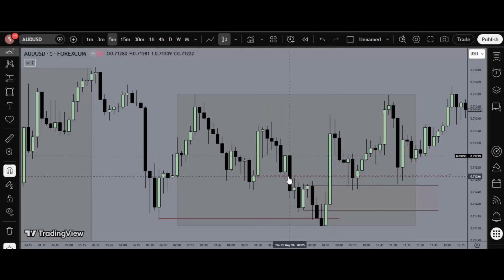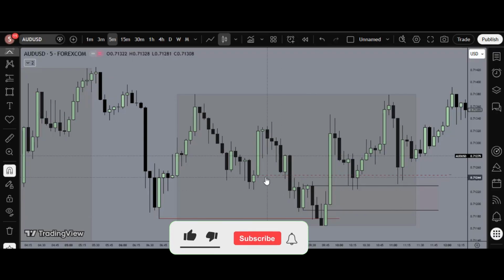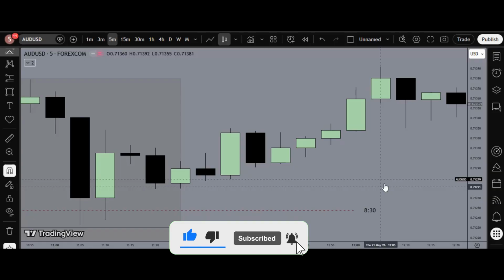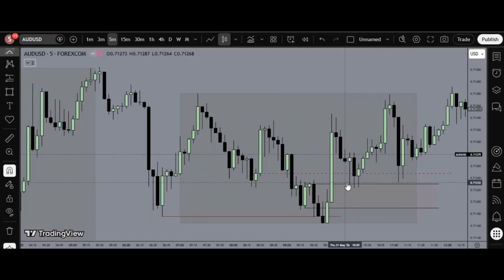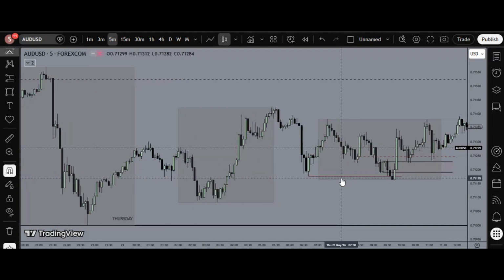And price is below. Look at, price came below the 830 opening price. This red dotted line is the 830 opening price. Look at it. That's the 830 opening price. Okay. All right. So let's move to the next example.